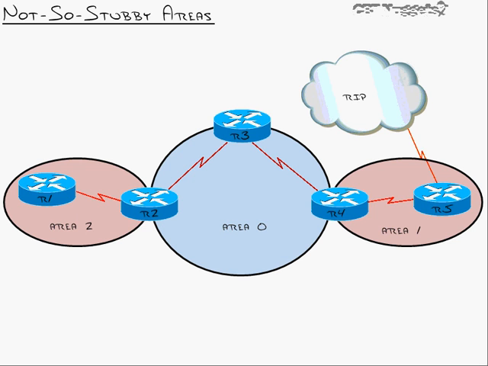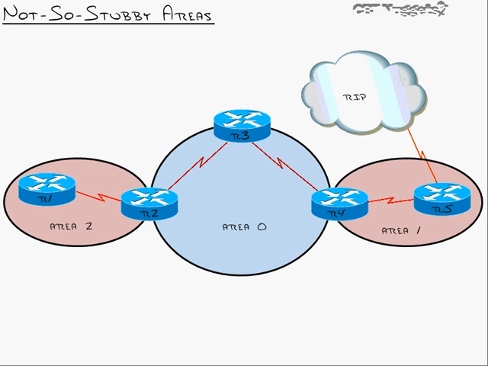And the California guy goes, oh, no way. Oh, then I guess this is like a not so stubby area. Well, but it's totally stubby, so maybe it's a not so stubby, totally stubby area, dude. Yeah, that is, I kid you not, the technical term for what area 1 would be.